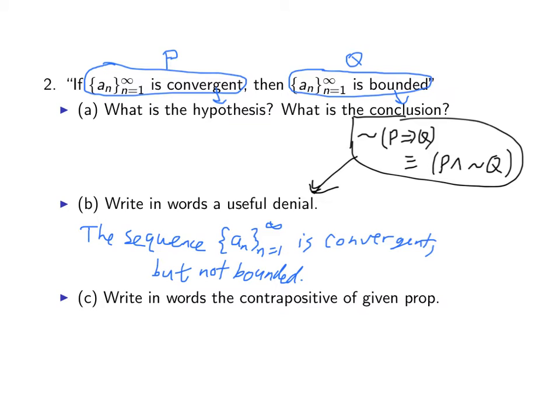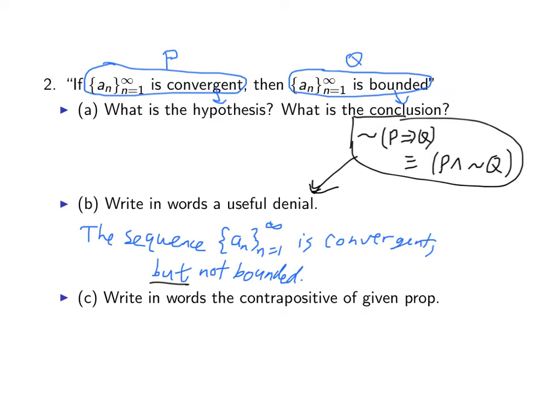Now I want you to notice this word but. That's sort of a stylistic thing. But is the same thing logically as and, but here it serves to mark the contrast inherent in an implication being false, right? So it's the same thing as saying that a sequence is convergent and not bounded, but it kind of highlights what's going wrong.